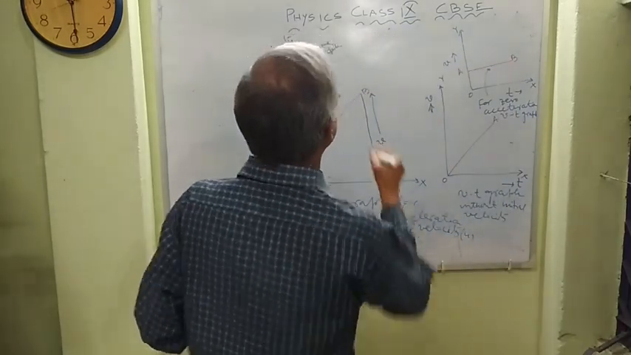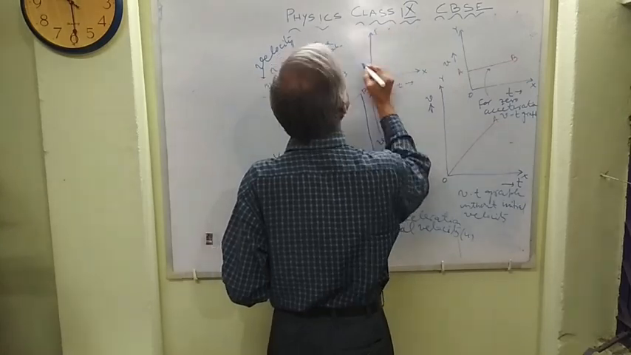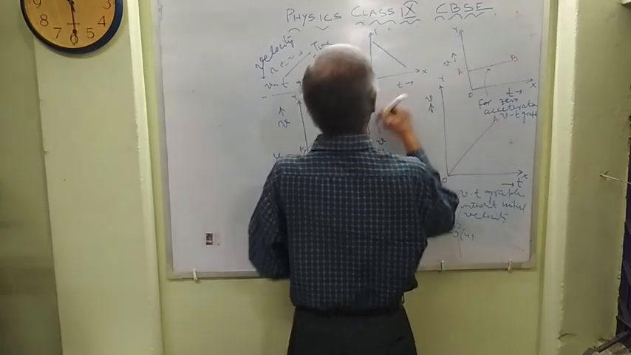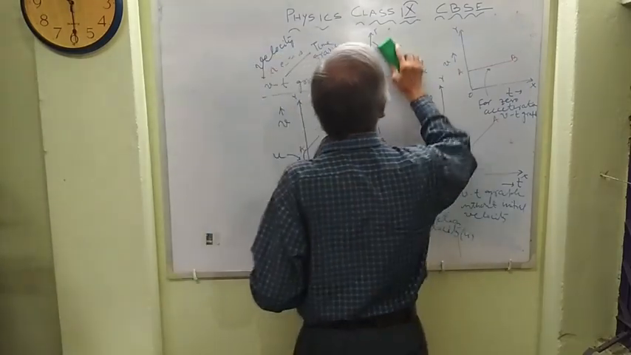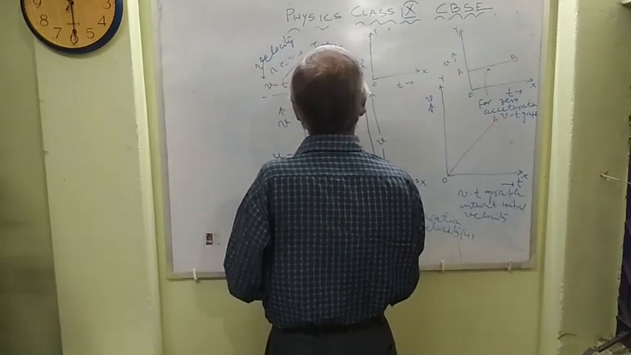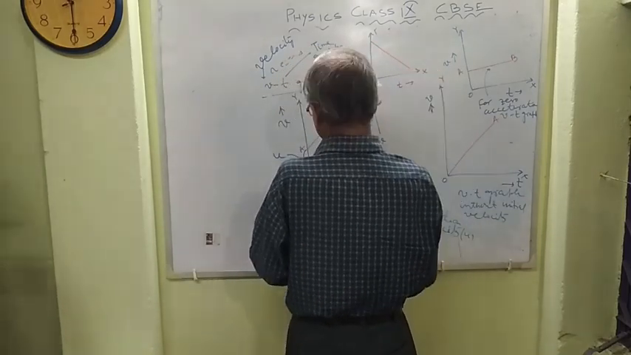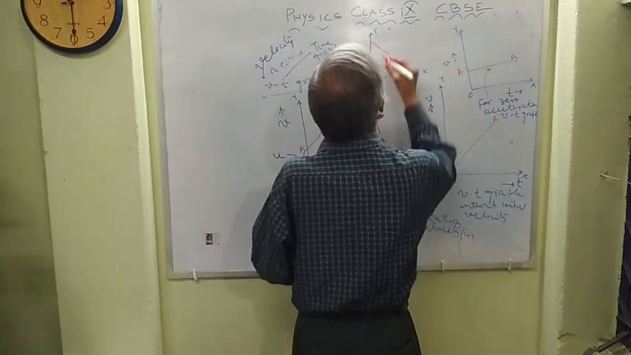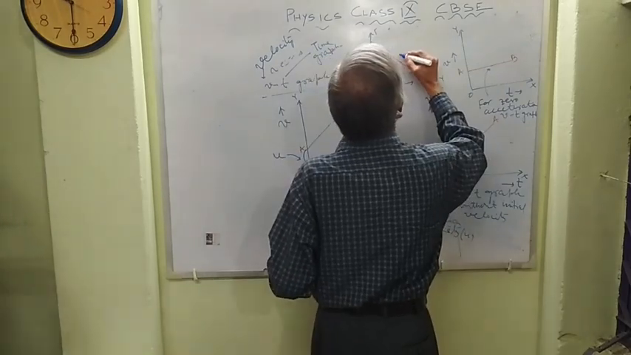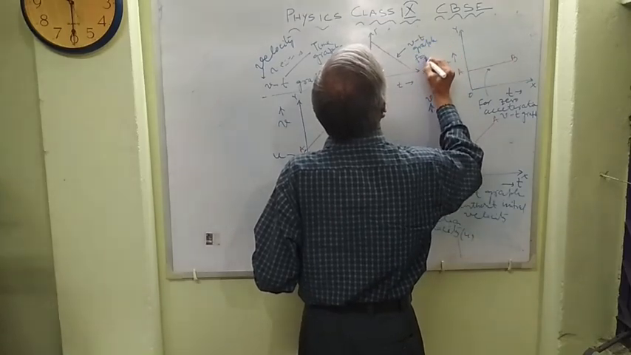For retardation, uniform retardation, the graph will be this type. V along y-axis. It starts from some velocity, and then its velocity decreases uniformly. This is the VT graph, V versus T graph, for uniform retardation.